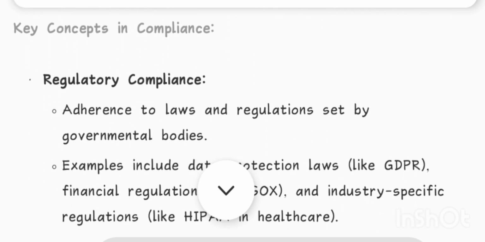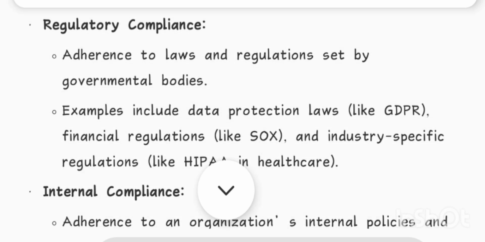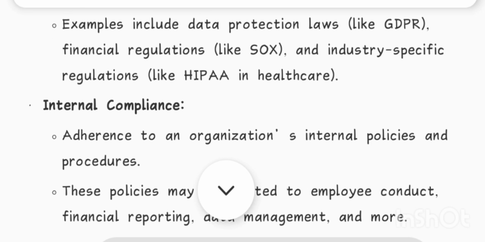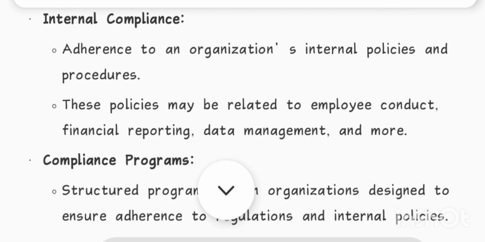Key concepts in compliance: Regulatory compliance, adherence to laws and regulations set by governmental bodies. Examples include data protection laws like GDPR, financial regulations like SOX, and industry-specific regulations like HIPAA in healthcare. Internal compliance, adherence to an organization's internal policies and procedures. These policies may be related to employee conduct, financial reporting, data management, and more.